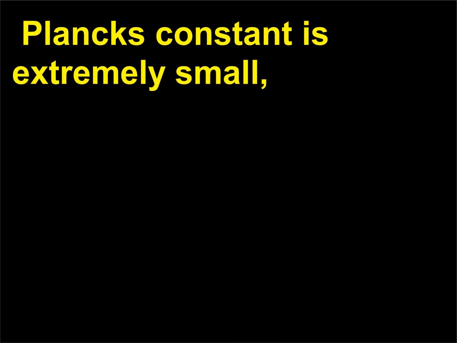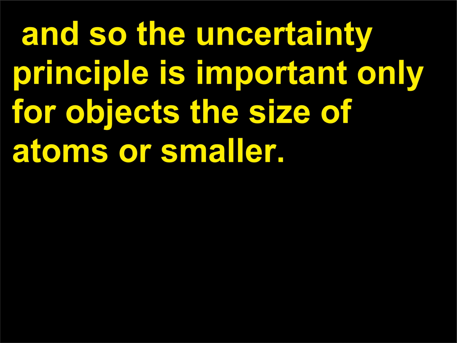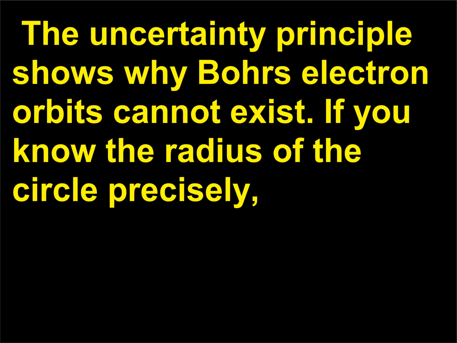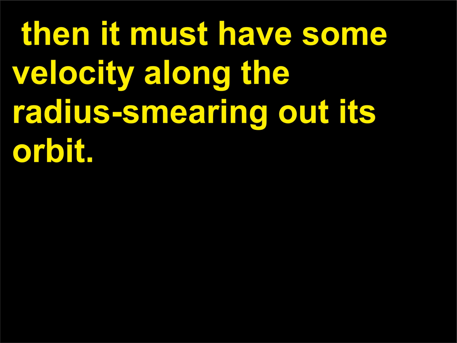Planck's constant is extremely small, and so the uncertainty principle is important only for objects the size of atoms or smaller. The position and momentum of a baseball, for example, can both be precisely known at the same time. The uncertainty principle shows why Bohr's electron orbits cannot exist. If you know the radius of the circle precisely, then it must have some velocity along the radius smearing out its orbit.